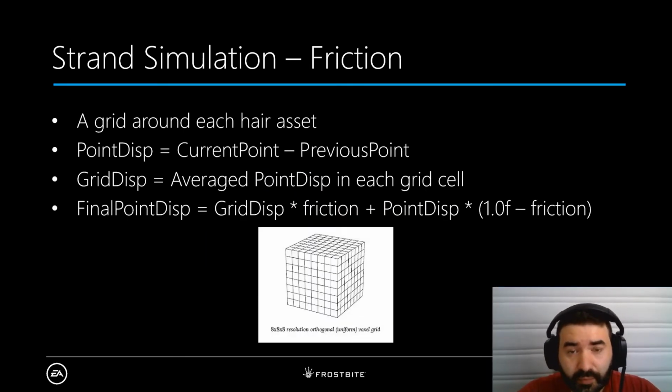An important driver of hair behavior in real life is friction. However, modeling friction between each simulated strand is too costly for runtime computations. Instead, we use a grid-based approach, where the idea is basically to average the displacement of the points in each cell to get a displacement per cell. Then, the friction parameter of the asset will be used to determine per point how much of the ballistic motion of the point and how much of the grid displacement will be used to compute the point's final position.